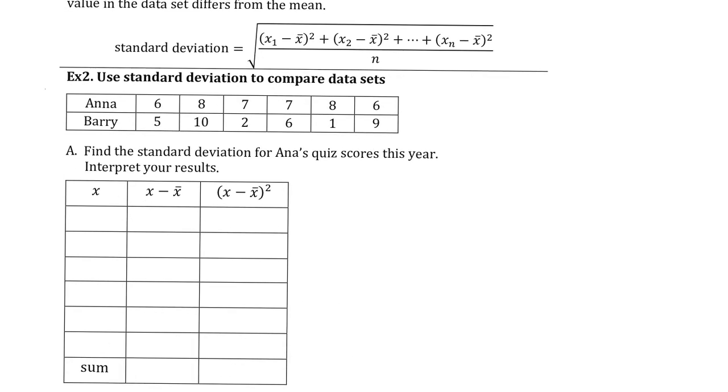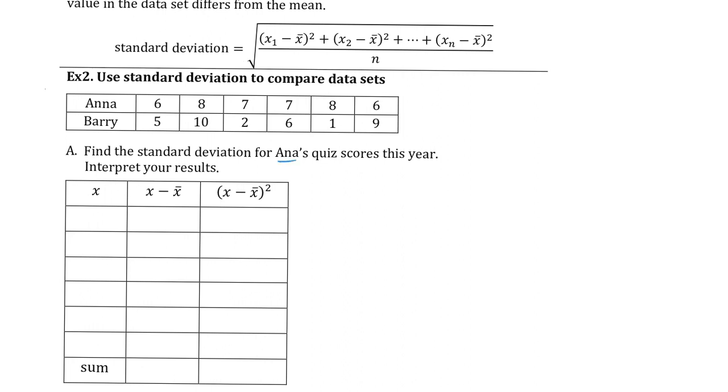Okay, we're gonna do them separately because it's gonna be much more of a process. This is the formula. It's the square root of x1 minus the mean squared plus x2 minus the mean squared plus blah, blah, blah, divided by n. Okay, so we're gonna do this step by step.